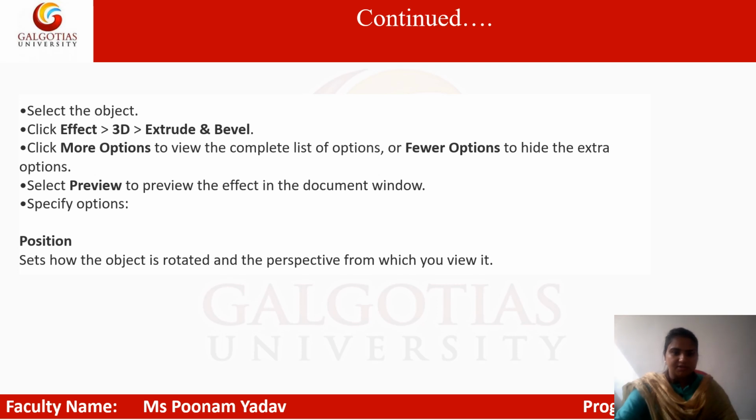Click Effect and 3D, then Extrude and Bevel, and click More Options to view the complete list of options, or Fewer Options to hide the extra options. Select Preview to preview the effect in the document window and specify the options. The position options set how the object is rotated and the perspective from which you view it. From which perspective you want to view the object, so these are the steps.